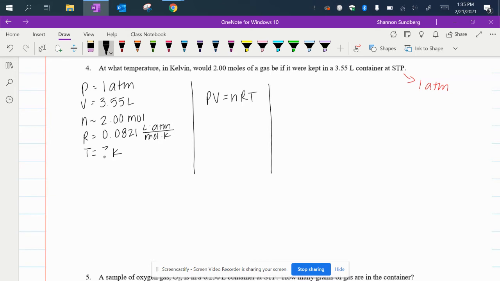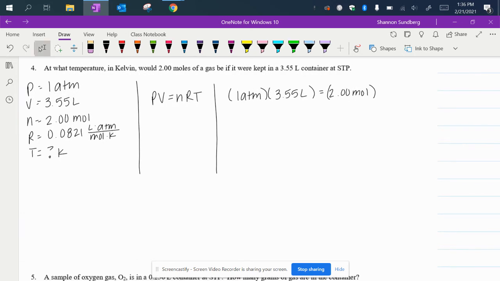And then we just have to sub in what we have. So pressure is 1 atmosphere. Volume is 3.55 liters. My N value is 2 moles. My R value is 0.0821. And then my T value is what I'm trying to find. So I'm just going to put a T there.